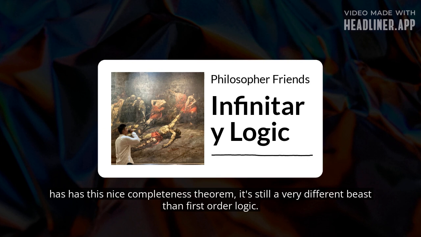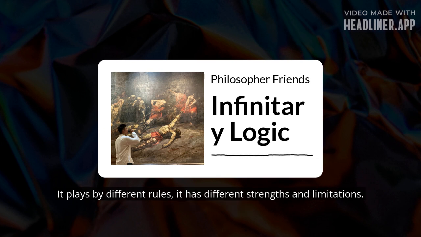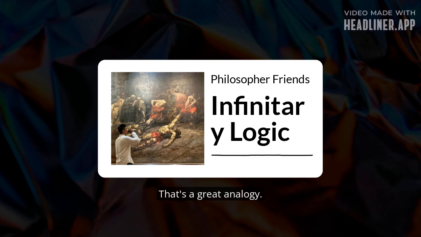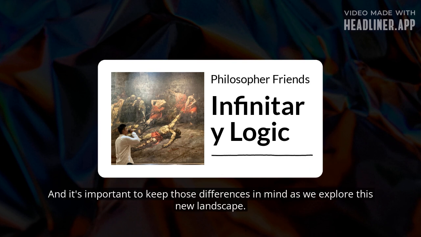So even though L∞ω1 has this nice completeness theorem, it's still a very different beast than first-order logic. It plays by different rules. Right. It has different strengths and limitations. It's like we're entering a new logical universe, with its own unique laws. That's a great analogy, and it's important to keep those differences in mind as we explore this new landscape.